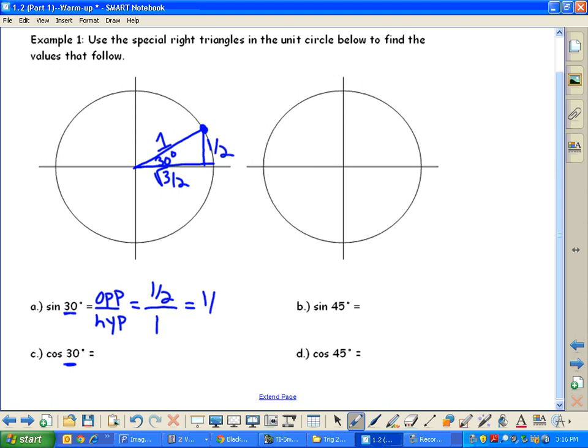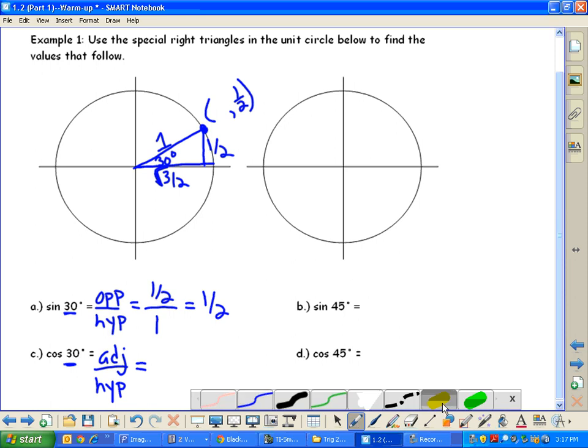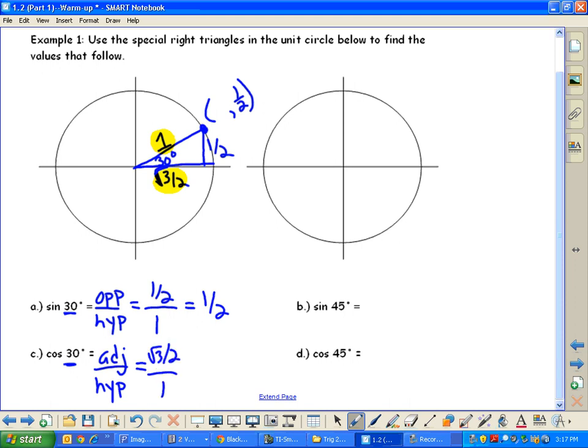1/2 divided by 1 is just a half. So it really was just the y coordinate for 30 degrees. Cosine, that there is adjacent over hypotenuse. So if I look at my 30-degree angle and look adjacent to it, what I actually see adjacent to theta is the square root of 3 over 2. The hypotenuse is still 1. So if I put those in a ratio together, I have the square root of 3 over 2 divided by 1. That is just the square root of 3 over 2. Essentially, it was just your x coordinate.